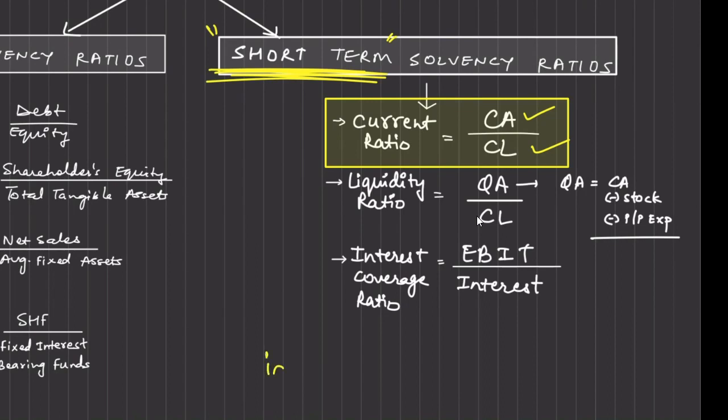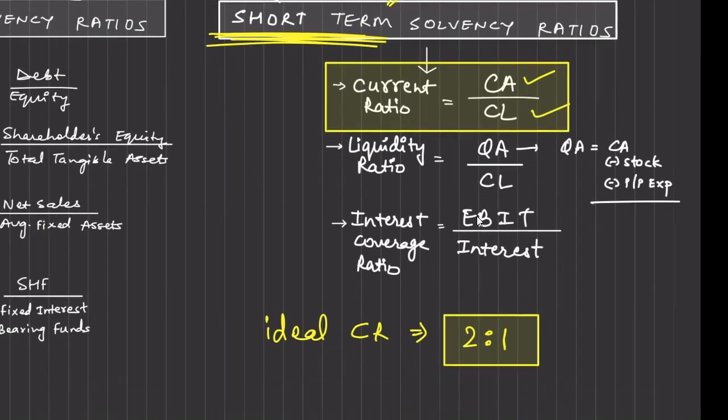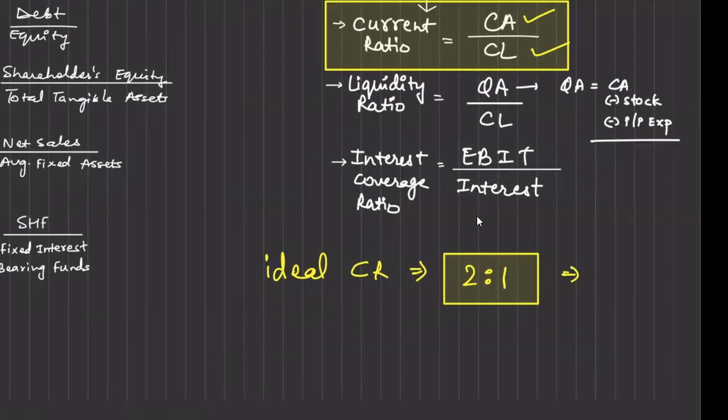Sir, is there any ideal current ratio? Yes, my friend. The industry has prescribed 2:1 as the ideal current ratio. That means 2:1 means what? 2 divided by 1, that is current asset divided by current liability. This means, my friend, for paying off every 1 rupee of the current liability, I should have two rupees of sources.